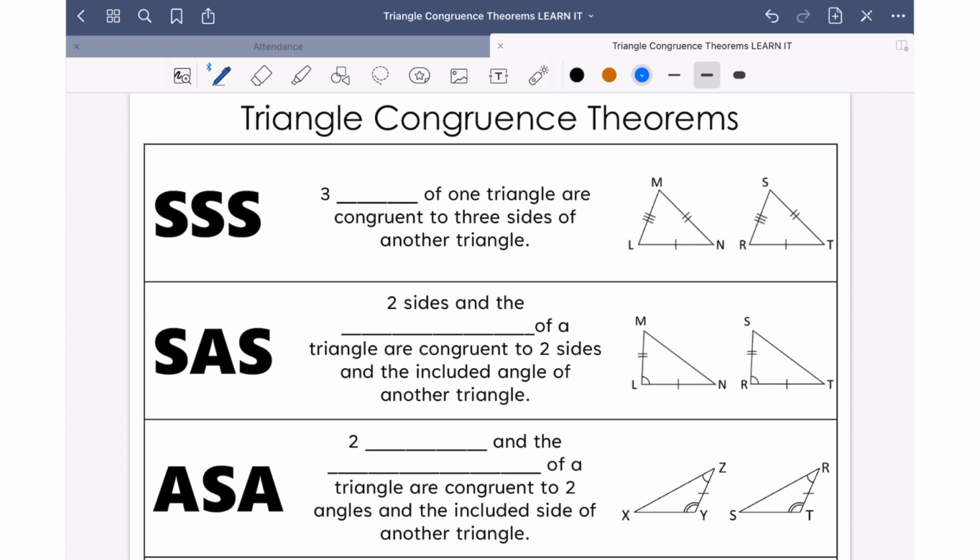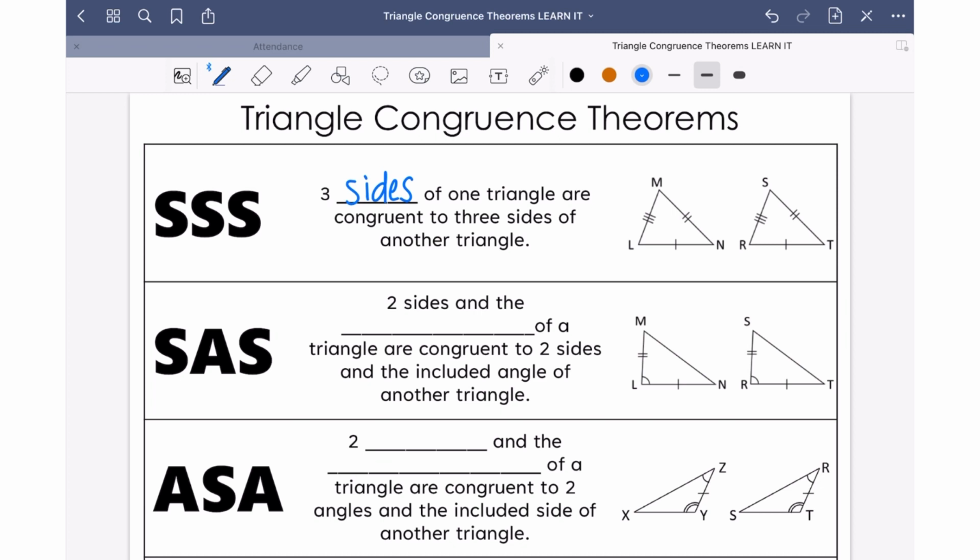So the first one is the side congruence theorem. This one says that if 3 sides of one triangle are congruent to 3 sides of another triangle, then those 2 triangles are congruent. They do have to be corresponding sides, obviously. We have to establish that first. So if we look at the example, you can see that all 3 corresponding sides are congruent, and so we can use that theorem to prove that those 2 triangles are congruent.